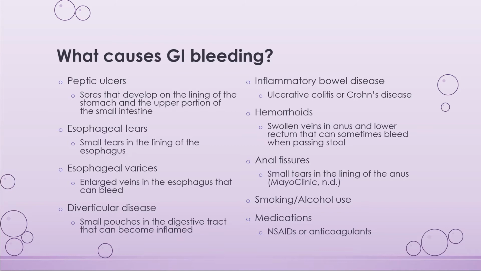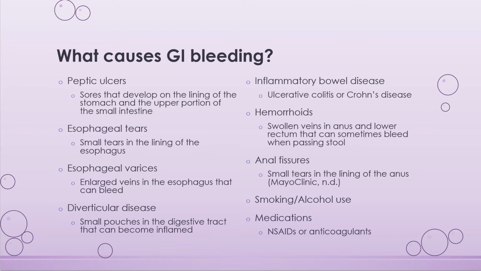There's inflammatory bowel disease. This is usually ulcerative colitis or Crohn's disease. These just cause inflammation. It can cause bleeding, and so you would see the bleeding in stool or in vomit. There's hemorrhoids, which are swollen veins in the anus and lower rectum that can sometimes bleed when passing the stool. Anal fissures are just small tears in the lining of the anus.